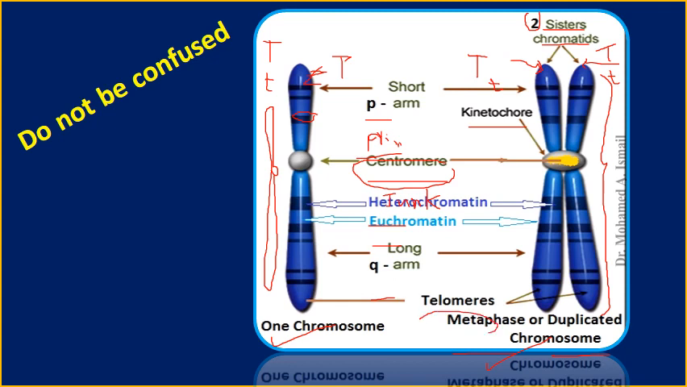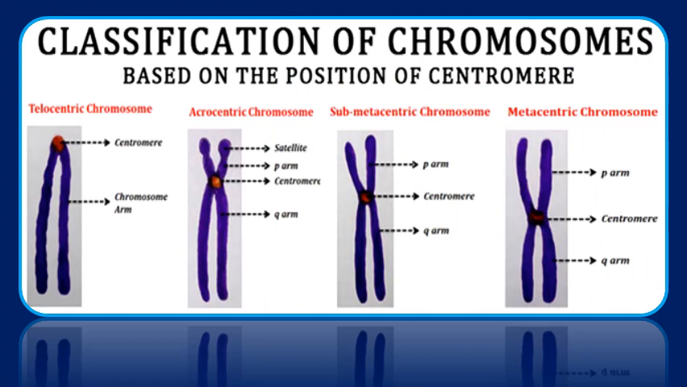Both shapes of chromosomes have telomeres. Telomeres are the end regions at both ends of the two shapes. You can return to the lecture on telomeres to find more information. Okay? Please don't be confused between the two forms. Classification of chromosomes based on the position of the centromere. Now we will deal with the shapes of chromosomes according to the location of the centromere.